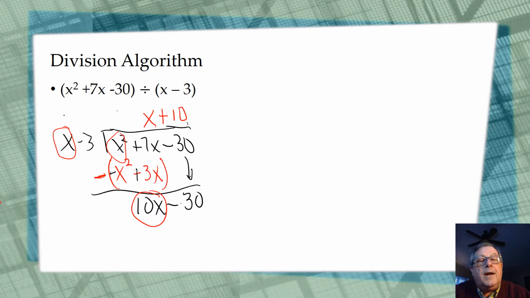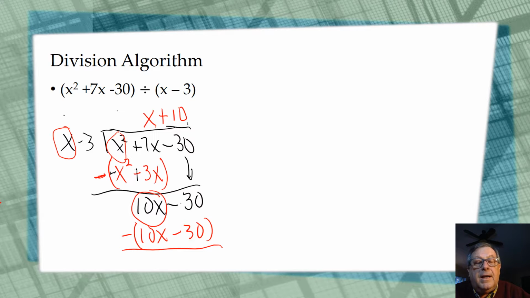All right. Now, again, I'm going to multiply. So 10 times x is 10x. And 10 times negative 3 is negative 30. But remember, I'm going to put my parentheses here. We're going to subtract this. It's going to change the signs inside that parentheses. And so 10x minus 10x is 0. And negative 30 plus 30 is 0. So I've got a 0 remainder. And my answer is, when I divide x squared plus 7x minus 30 by x minus 3, we come to x plus 10.